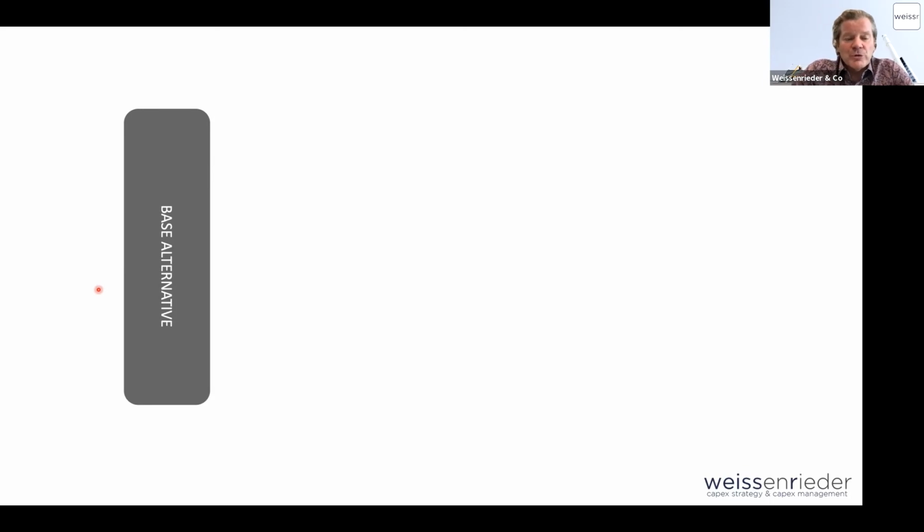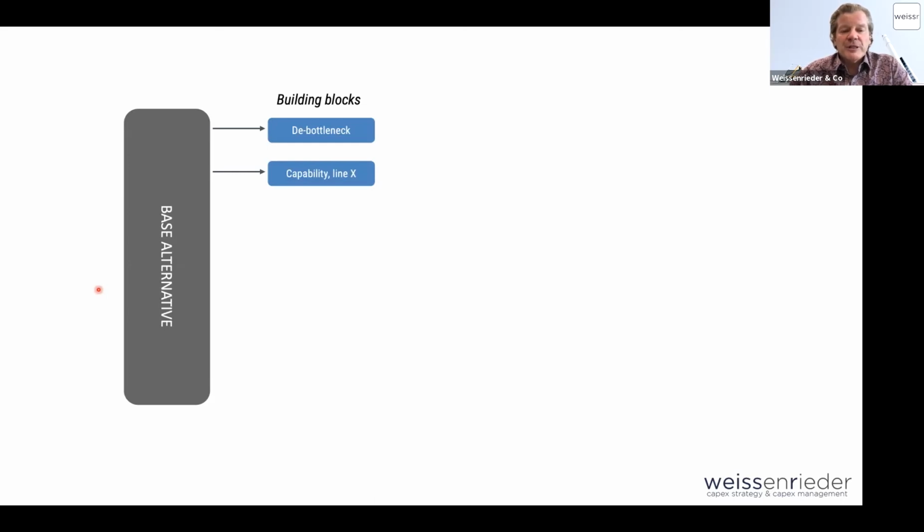And then what you do, you go to the steering team, which is your leadership, and you show them the base. Then the leadership lists a number of strategic opportunities. For instance, we call them strategic building blocks. For instance, debottleneck projects, new capabilities, and so on, shutting lines, shutting mills.